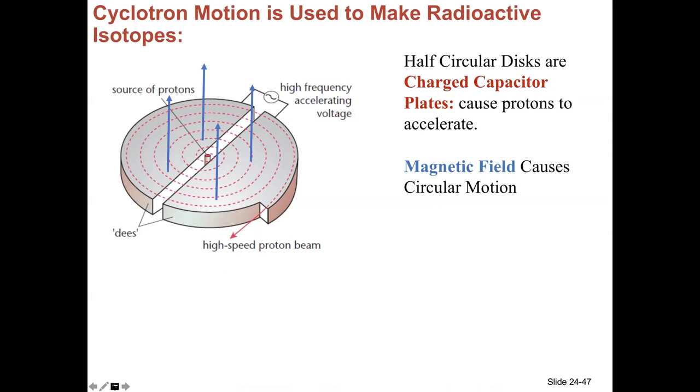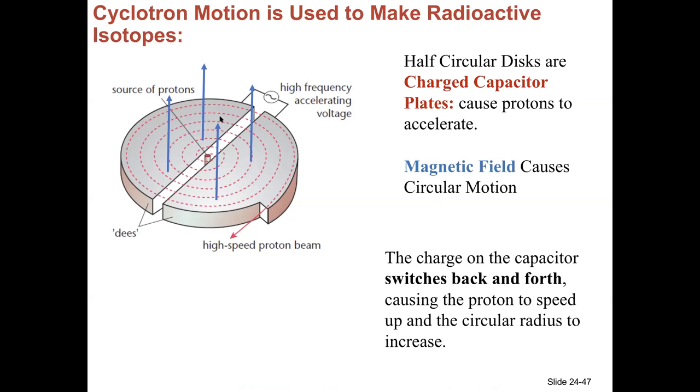At which point they move off at a uniform velocity in a straight line after they leave the magnetic field. So the thing you wanted to make radioactive, you would place right here, so the protons hit it.